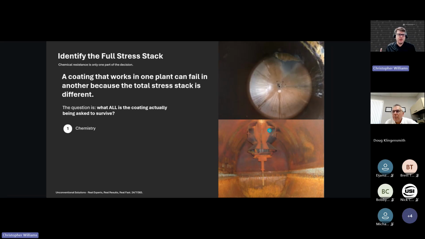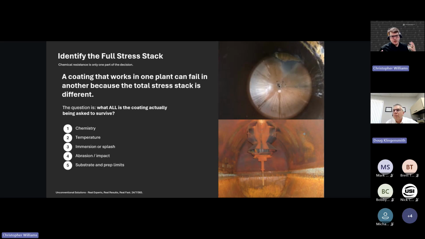So what we need to figure out is exactly what the coating is going to be asked to survive. Of course you have that chemistry question: what are the chemicals involved? But also you have temperature. You also have whether this is going to be an immersion system or if you're going to be experiencing splash. Is this a secondary containment? All of those things really matter when we're talking about chemical resistance and the coatings you're going to be putting in there. The other one is, is it also going to have any abrasion or impact? What are the full conditions that this container is going to be under? And then the next question is, what's your substrate and what are your prep limits?